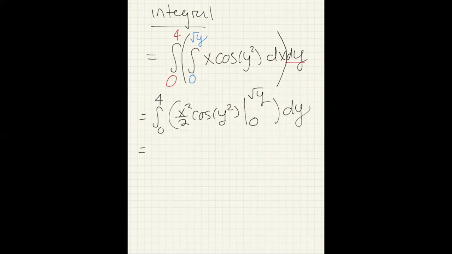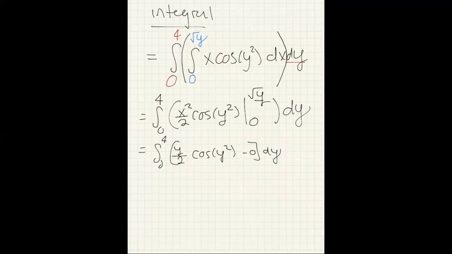So let's see what happens. When I plug in my topmost bound, if I square root y, I'm going to get a single copy of y. So I've got y over 2 times cosine of y squared. And when I plug in 0, by multiplication, I'll get minus 0. So this is now the integral we're doing. And if you stare at it long enough, you're like, oh, I can do this by u sub.